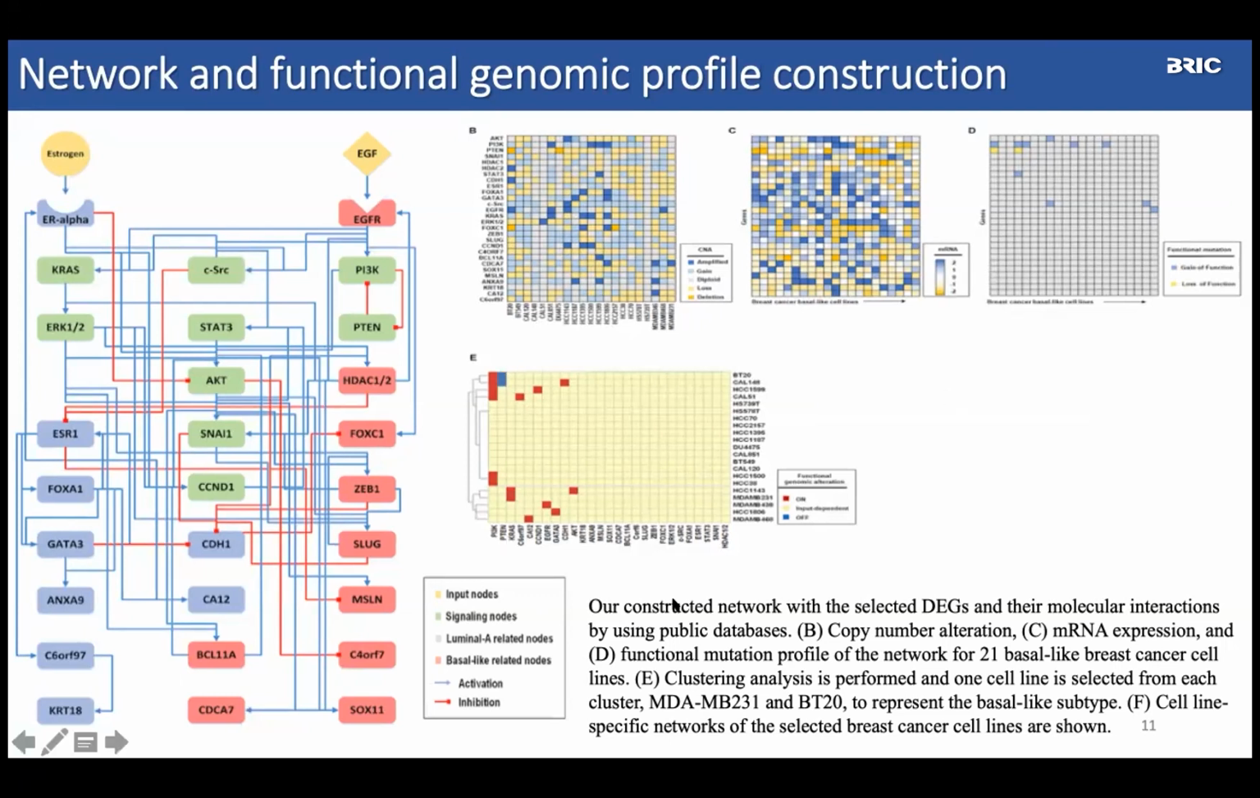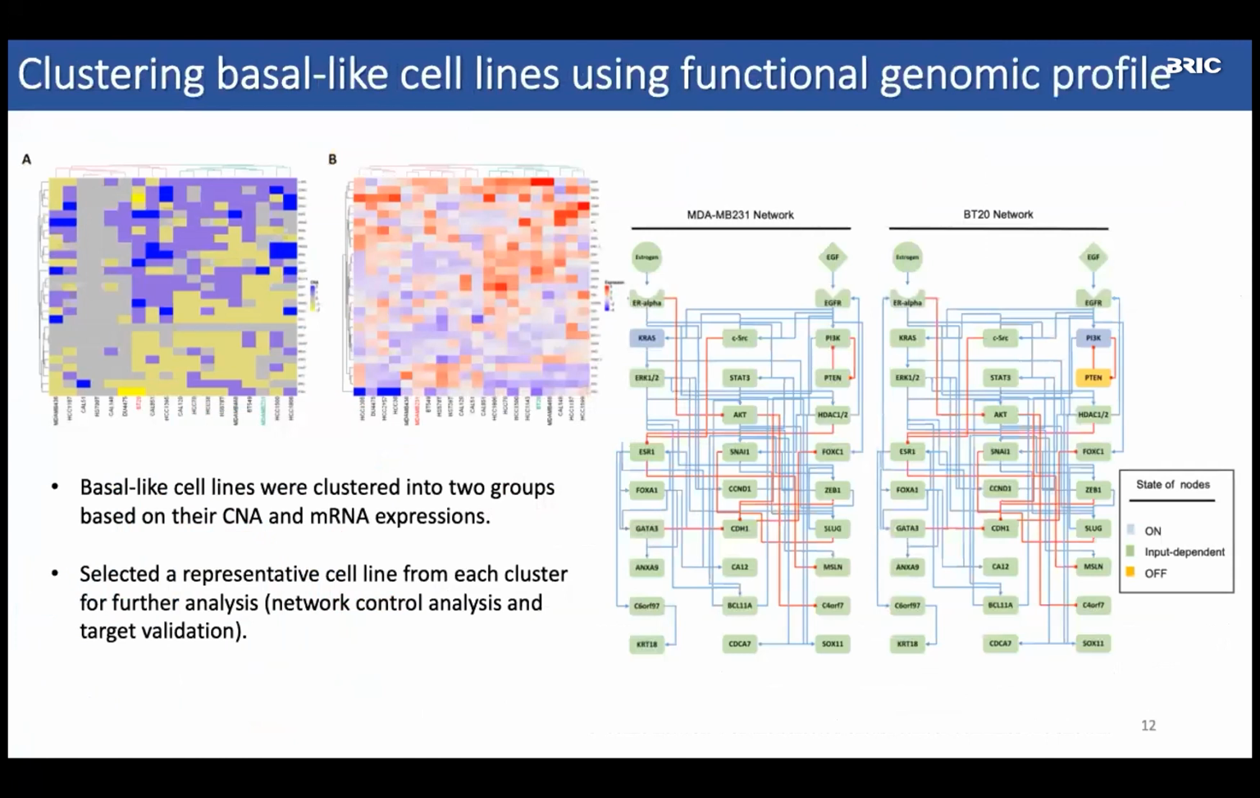And then we use this functional genomic profile to reconstruct our original model into a cell line specific model to find specific targets from the cell lines. So for this, we use this information to cluster the cell lines to see which cell lines can represent the overall basal-like breast cancer patients or cell lines. You can see that these are clustered into two major groups, and we selected one cell line from each cluster to represent basal-like breast cancer cell lines. We selected the MDA-MB-231 cell line and the BT20 cell line. And these are the cell line specific models that we have.